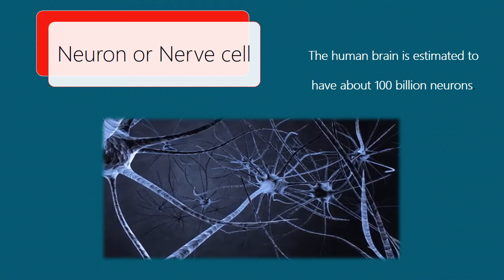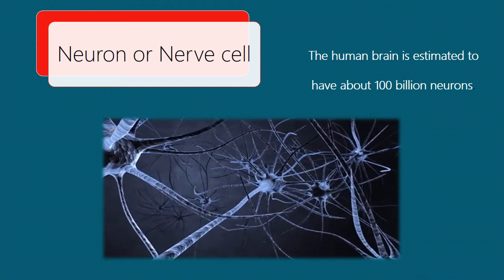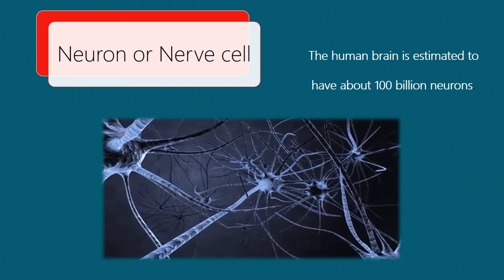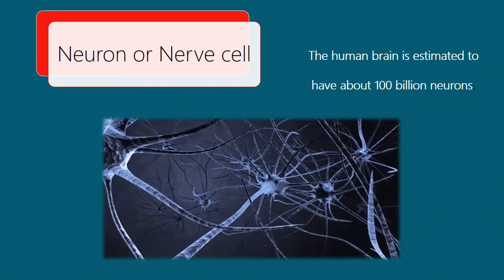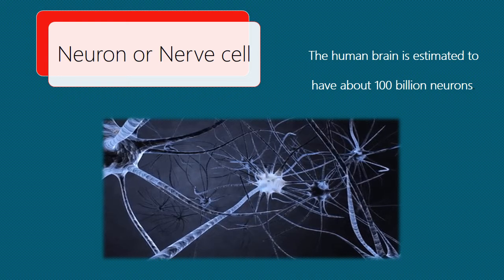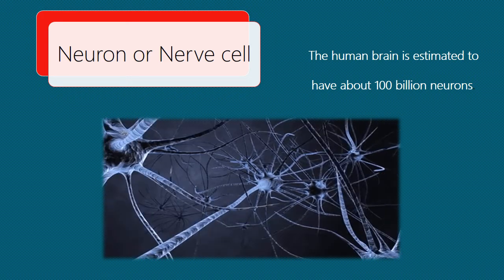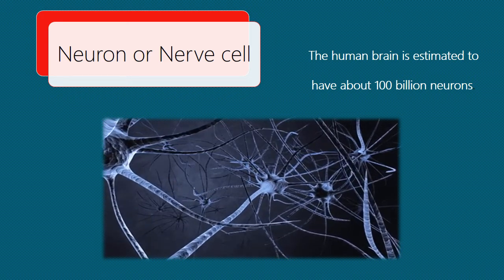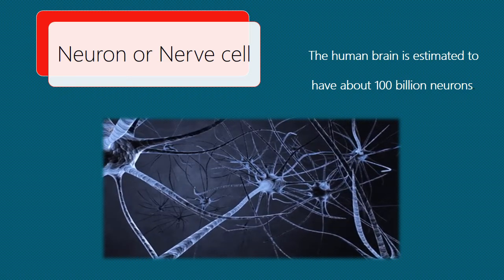Neurons or nerve cells. A neuron or nerve cell is the basic structural and functional unit of the nervous system. It is the longest cell in the body. Messages are received and transmitted to all parts of the body through neurons. The human brain is estimated to have about 100 billion neurons.